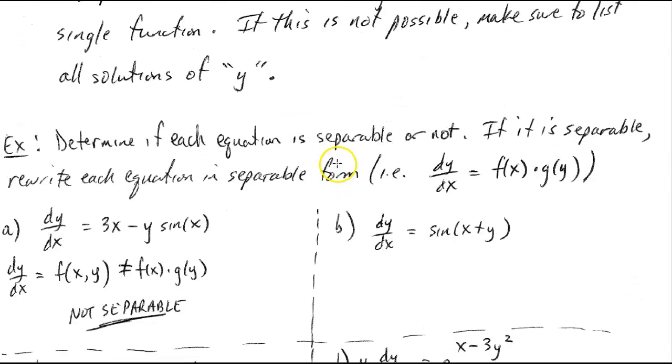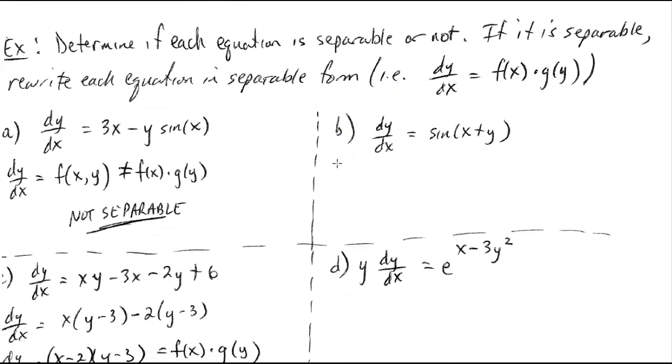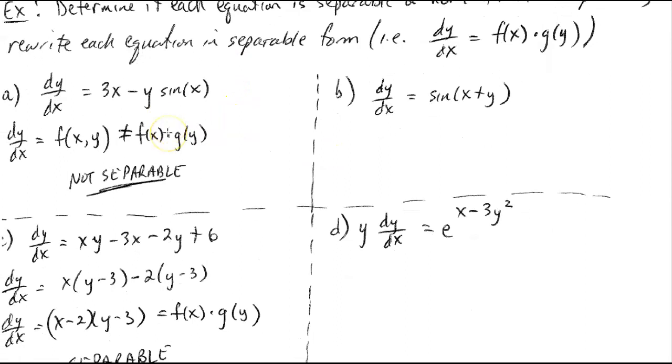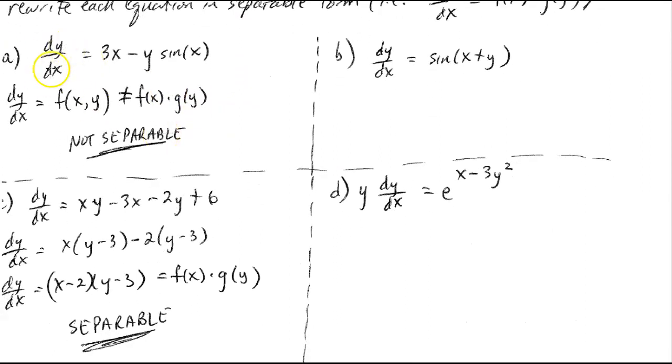All right, so for our first example here, we just want to review how to look at a first order differential equation and know whether the equation that we're looking at is separable or not, okay? So in the first 2 examples that I have here, you see that this first equation is one that's not separable because in this form, there's no way for me to rewrite 3x minus y times sine of x as a function of x times a function of y. Okay, no way to do it.